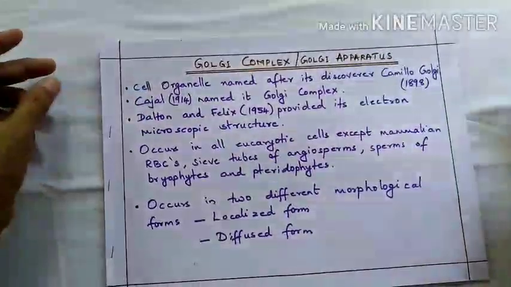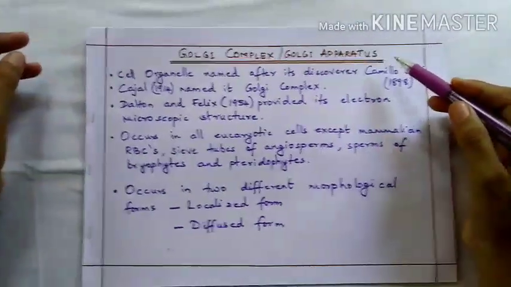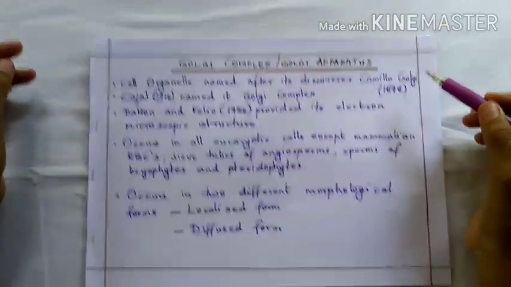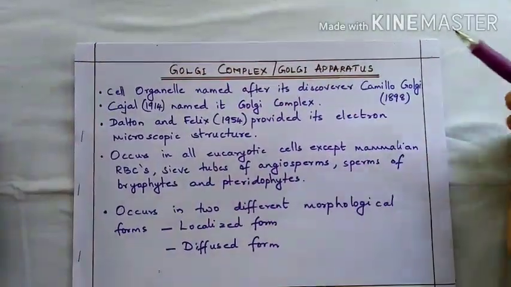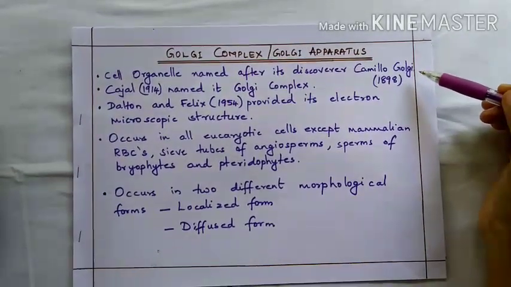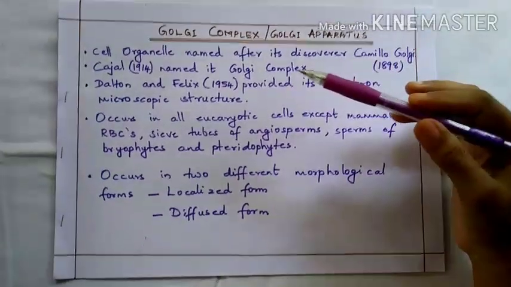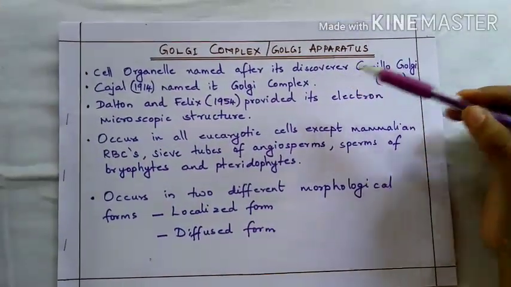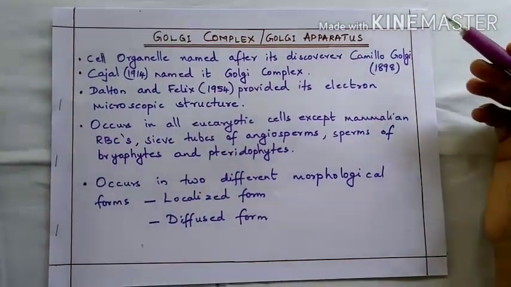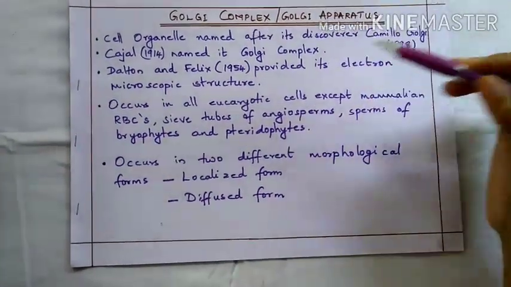To today's class. Today, our class is about Golgi complex, also known as Golgi apparatus. It is a cell organelle named after its discoverer, Camillo Golgi. It was discovered in 1898. Kagel in 1914 named it Golgi complex. Dalton and Felix in 1954 provided its electron microscopic structure.